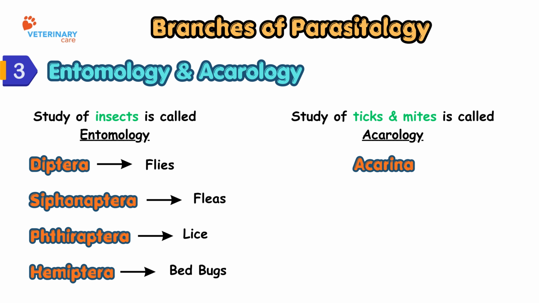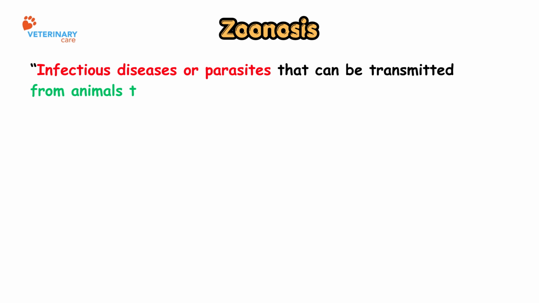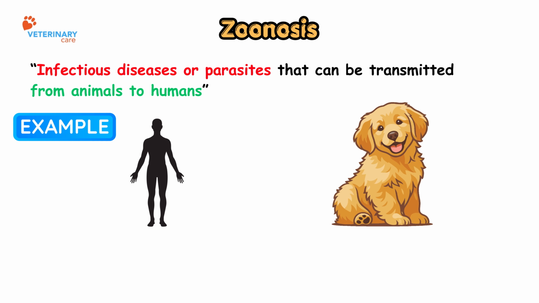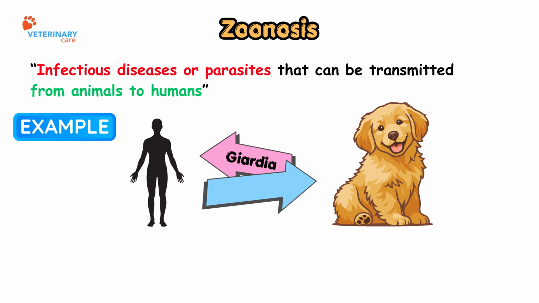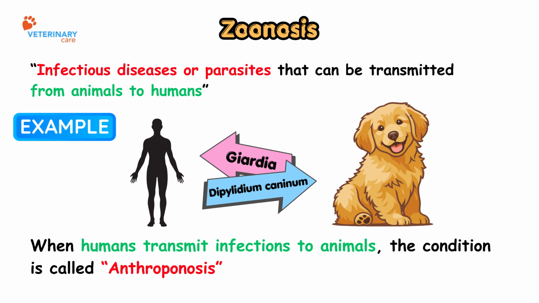Now let us discuss an important concept called zoonosis. Zoonosis refers to infectious diseases or parasites that can be transmitted from animals to humans. For example, humans and dogs can share parasites such as Giardia and Dipylidium caninum. When humans transmit infections to animals, the condition is called anthroponosis.